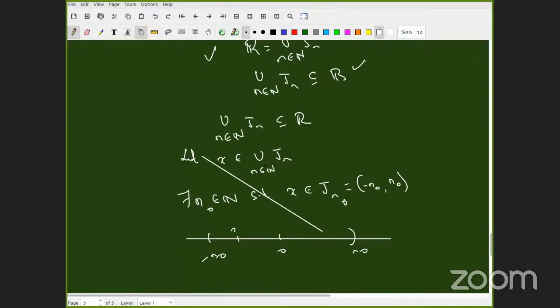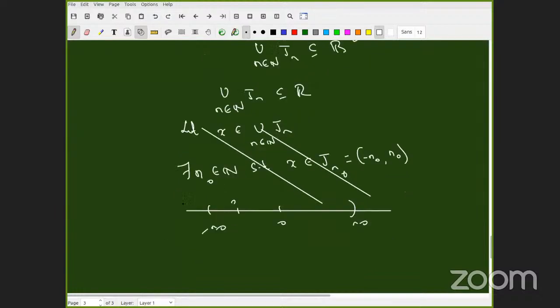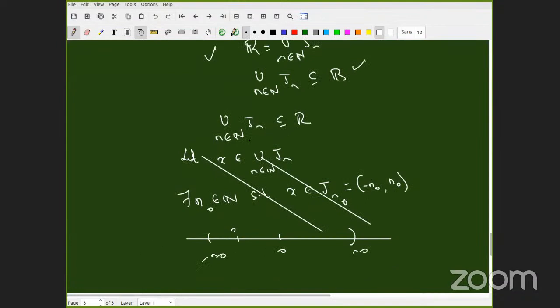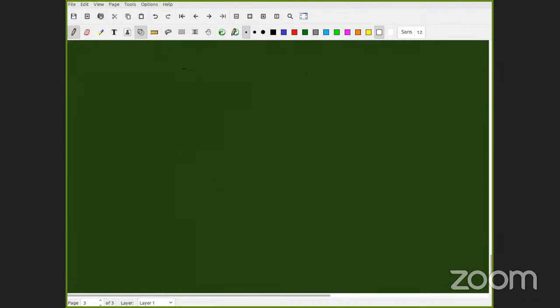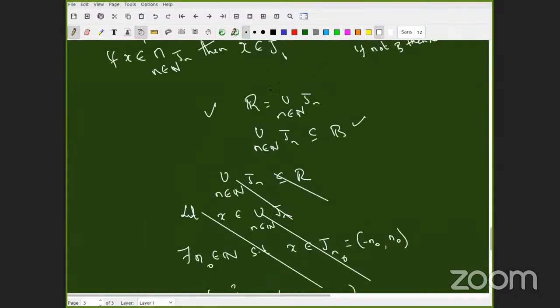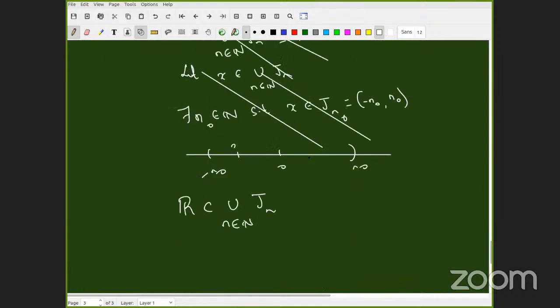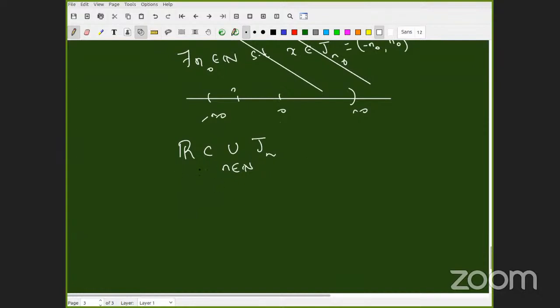Let's rub this out. Now what is it that we want to prove? We want to prove R is a subset of the union over n in N of Jn. This we have done already. Do you understand? Already I have done this proof: x belongs to the union means there exists n in N such that x belongs to Jn naught, but this is a subset of R, therefore x belongs to R. I thought I was doing the other way around, but did it wrongly. Okay, let's do this R subset.